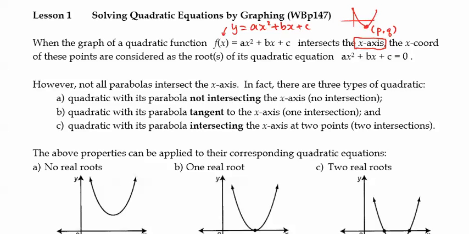So instead of working with y equals ax squared plus bx plus c, as we are now looking for the x-intercept, it happens when y equals 0. So this is the biggest difference between quadratic function and quadratic equations. When you are working with quadratic equations, you will now be solving for x.